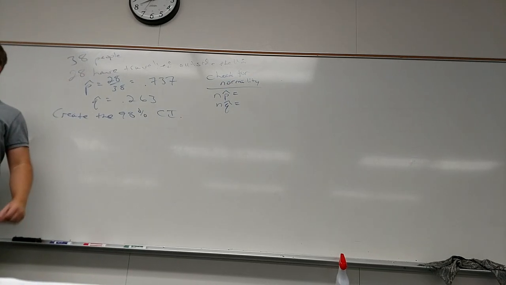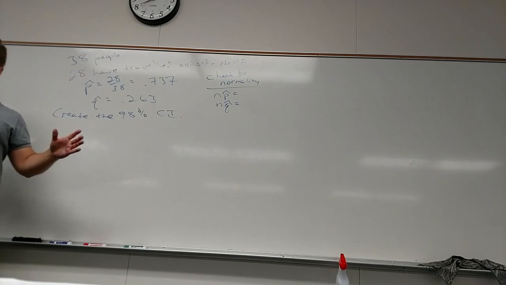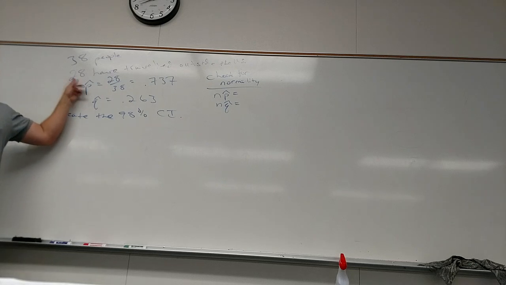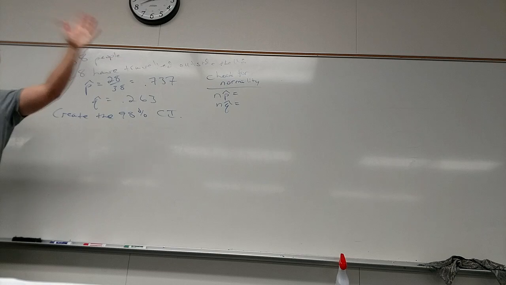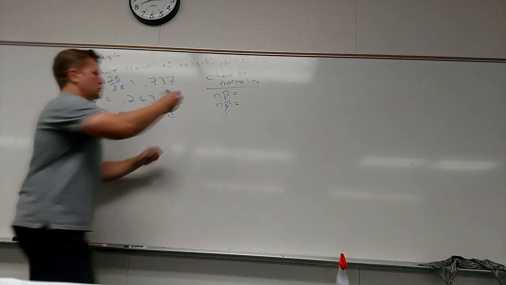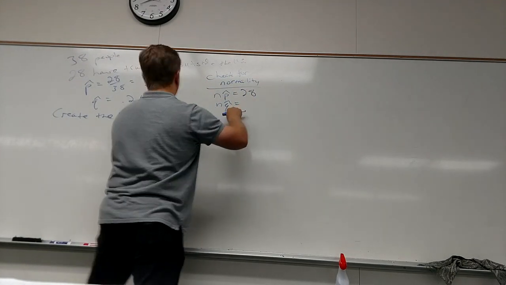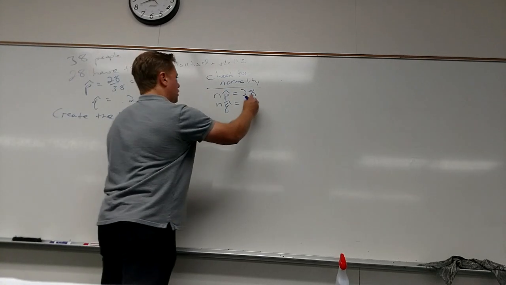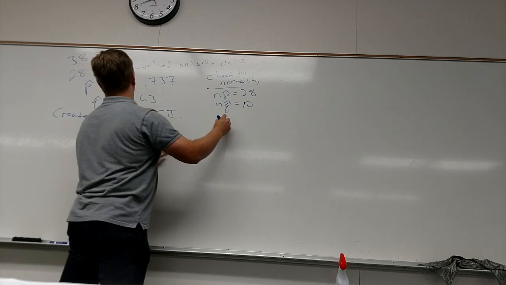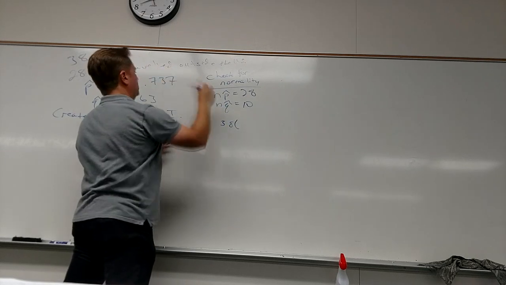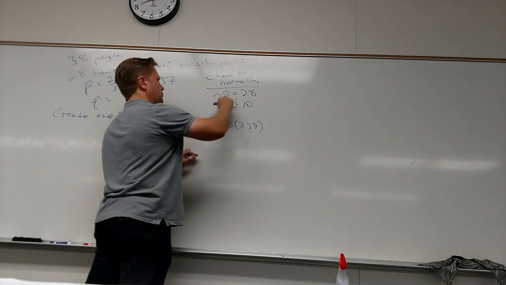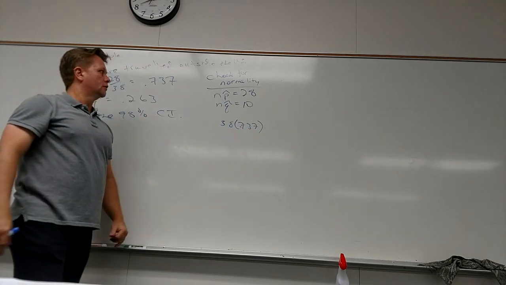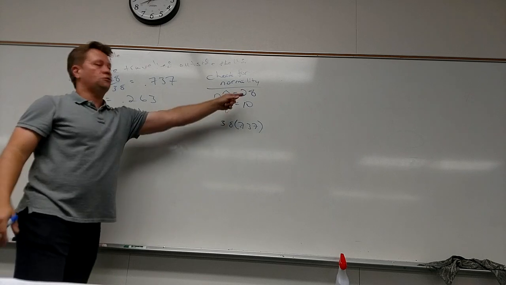What is N P hat? You don't have to do any work. It's 28. The number of successes. Now you could do the work and you get 27 point whatever, something like that. But it's 28. And then what's N Q hat? The rest. 10. And again, do the work. What do you get if you do 38 times 0.737? That's N times P hat. What do you get with 38 times this? 28.006, which is basically 28, right?